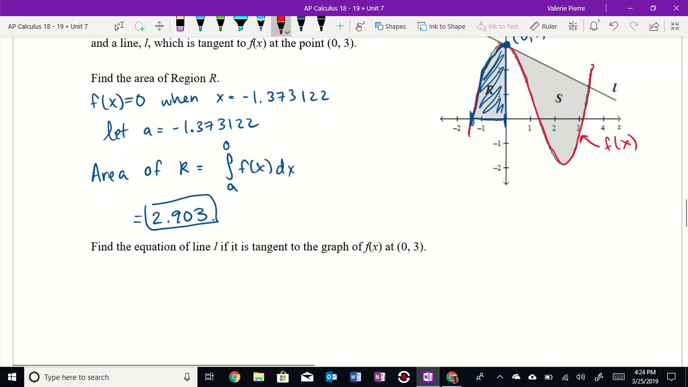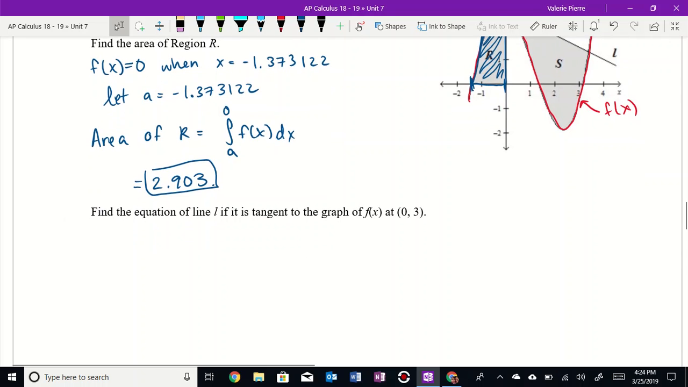So now we want to find the equation of the line L if it's tangent to the graph of f of x at 0, 3. If I want the equation of a tangent line, there are two things that I need. I need the point of tangency and I need the slope of tangency. Point of tangency I get by plugging the x value into the equation to get the y, or it'll give it to me. So this point of tangency is 0, 3. For the slope of tangency I need the derivative, and I'll plug in 0.